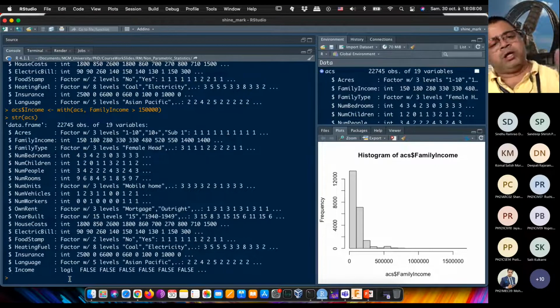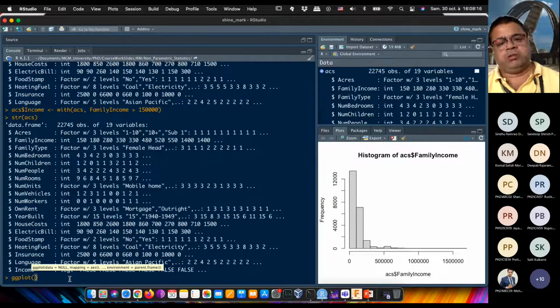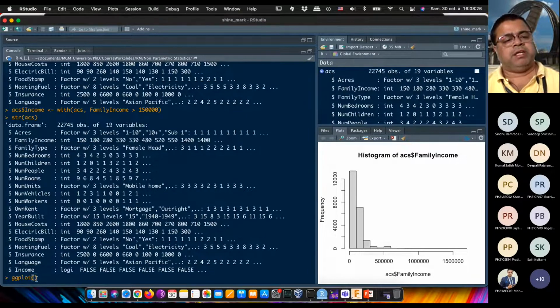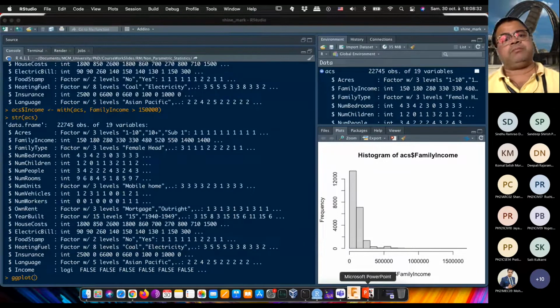All right. Now what I have to do is create the density plot. How do I have to do it? If I have to do the density plot, so ggplot, what do I have to plot? I am going to put family income on the x-axis. All right. So that is very clear. So what is my data requirement? Please see here.